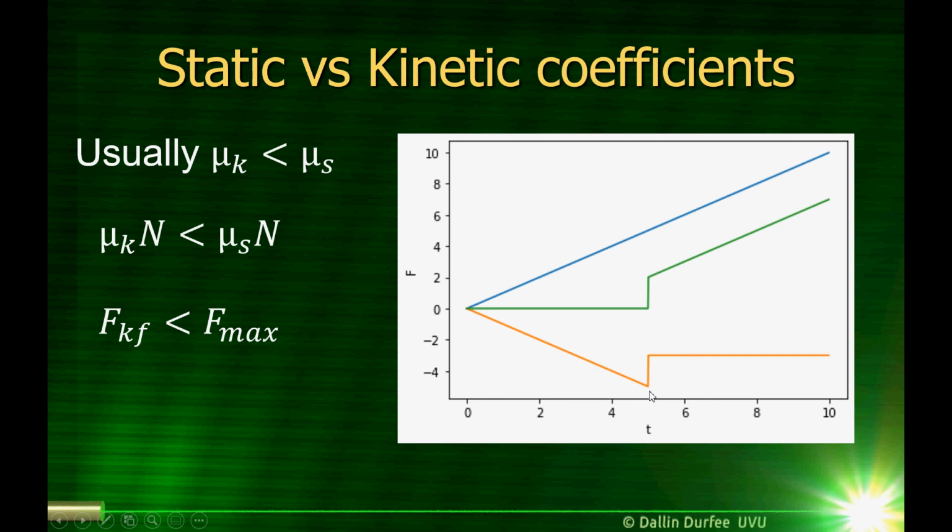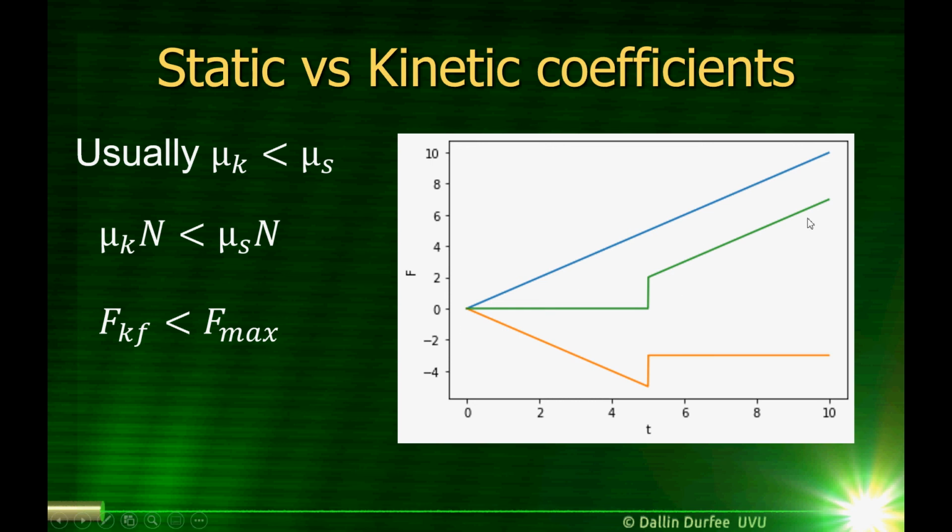But then eventually you hit the point where you've hit the maximum possible static friction, and then the object starts to move. But then if the coefficient due to kinetic friction is smaller than the coefficient for static friction, then the force due to kinetic friction is smaller than the maximum force due to static friction, and that force jumps down, which means the net force jumps up, all right? So there's the force as a function of time.